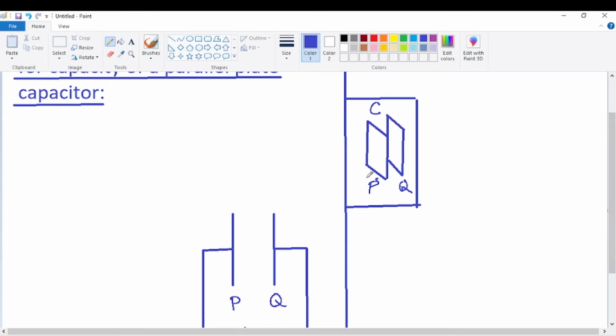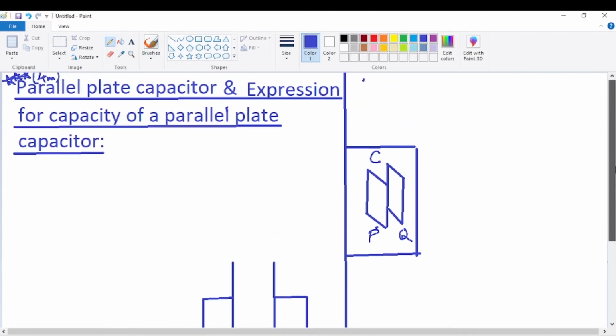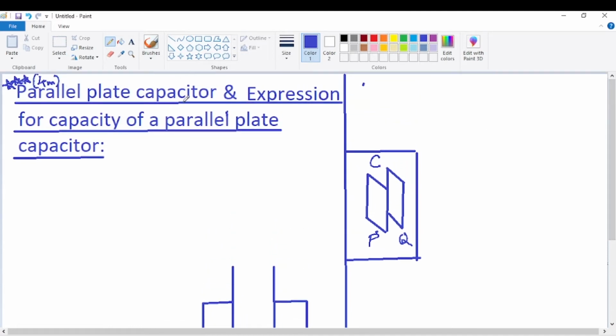So if the two plates are identical plates which are parallel to each other, then the capacitor is called a parallel plate capacitor. So this is a simple definition of the parallel plate capacitor. Now, the aim is to derive an expression for the capacity of a parallel plate capacitor from the definition of capacity. Already we have seen the definition of capacity.